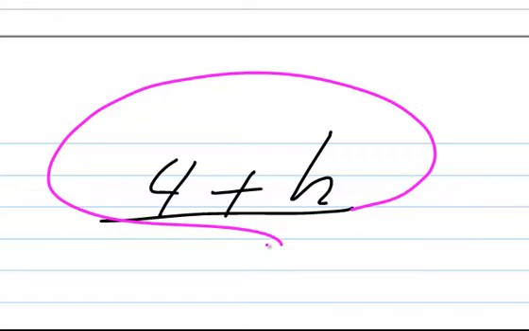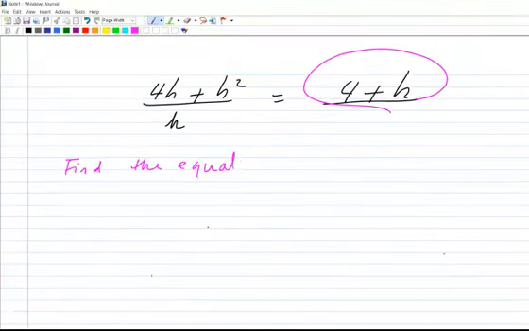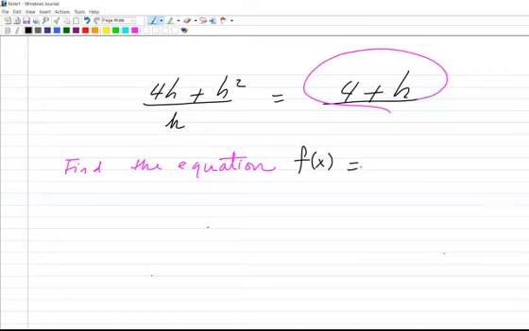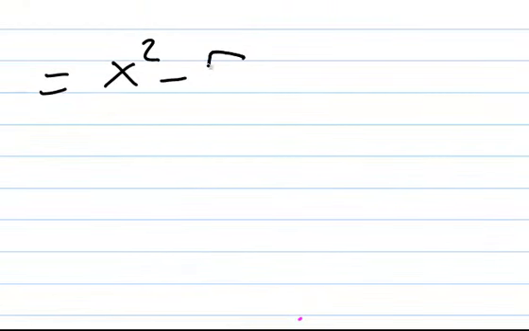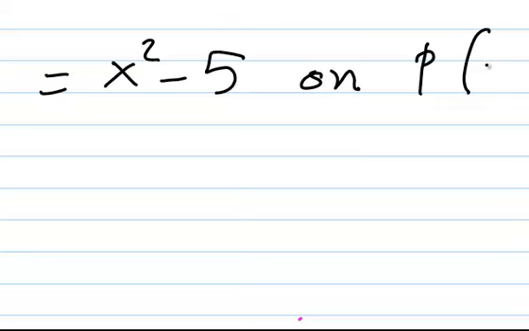Let's go ahead and see. I want to find the equation of a line. And for us, that's a good accomplishment if we can find the equation of a line. For f of x is equal to, let's go ahead and say, x squared minus 5 at the point right here, 2 comma negative 1.